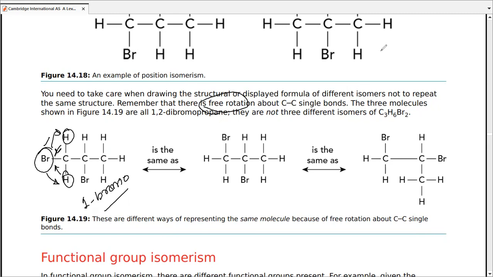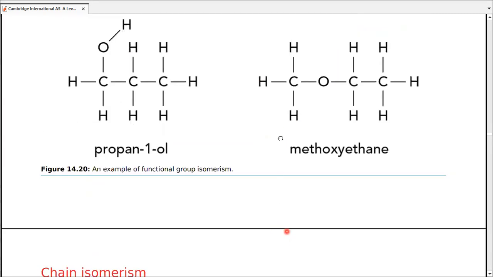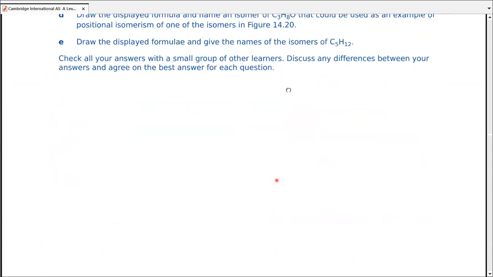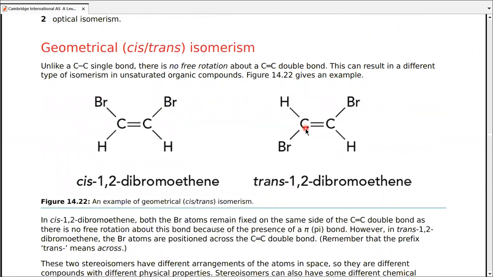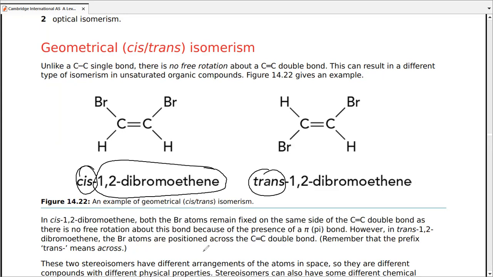Let's clarify by taking the examples of carbon-carbon doubly bonded compounds, and that's what we are going to call geometrical isomerism. Now, geometrical isomerism is a pretty straightforward kind of isomerism. There are two types, and we define them as cis type or trans type. Both of these are 1,2-dibromoethene. Eth means two carbon atoms, ene means they are doubly bonded.